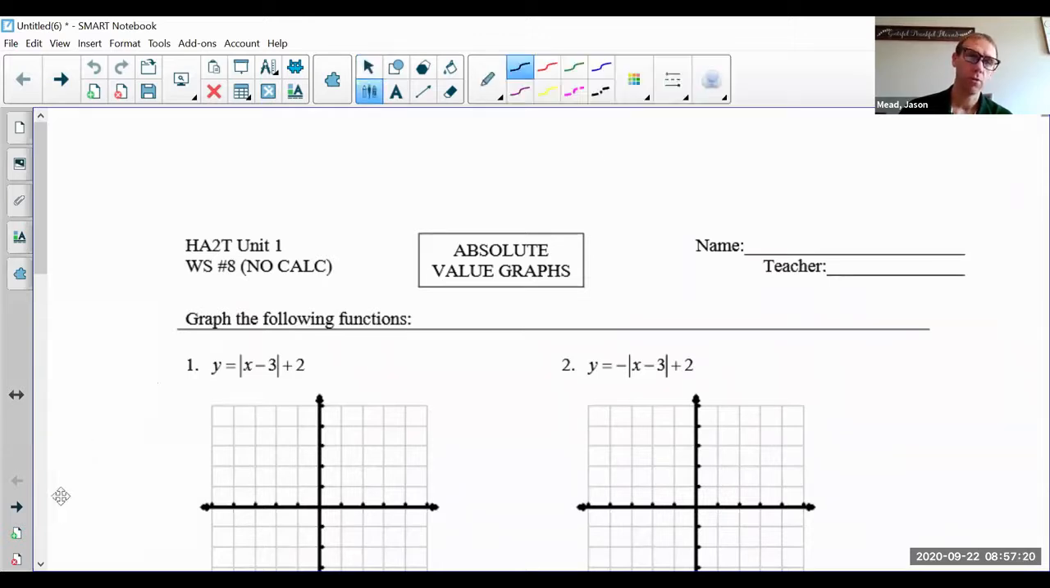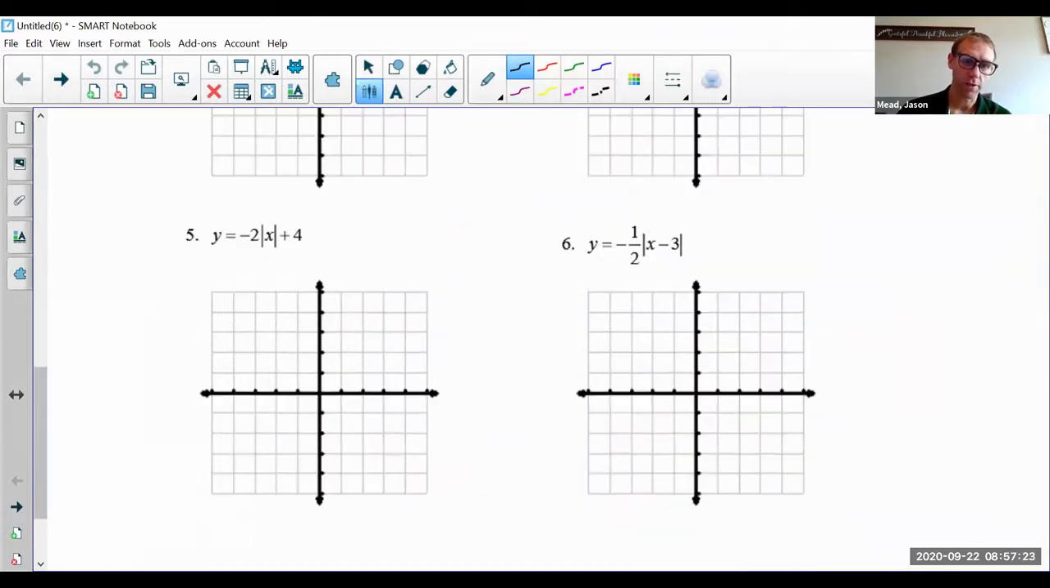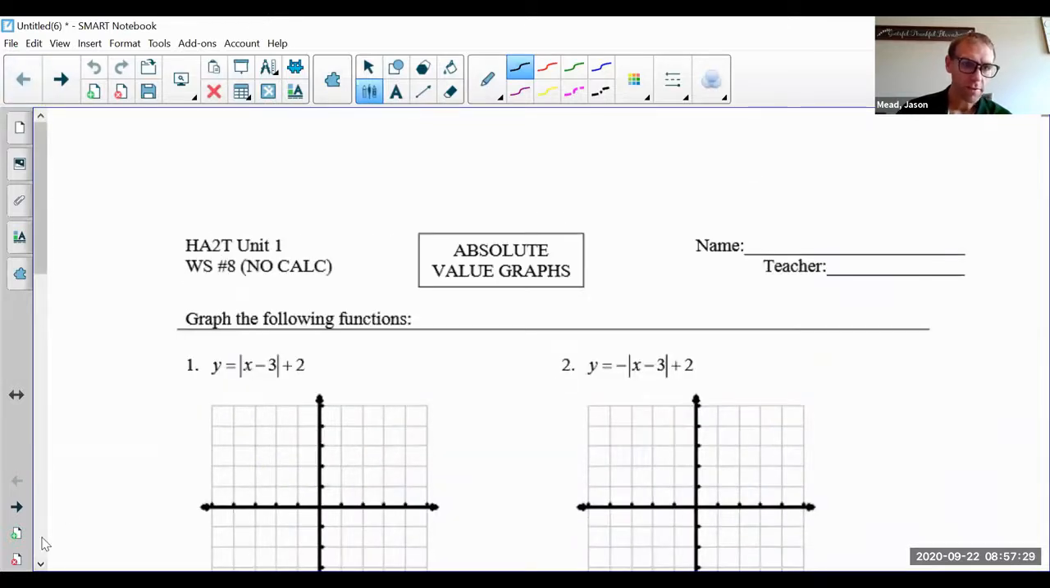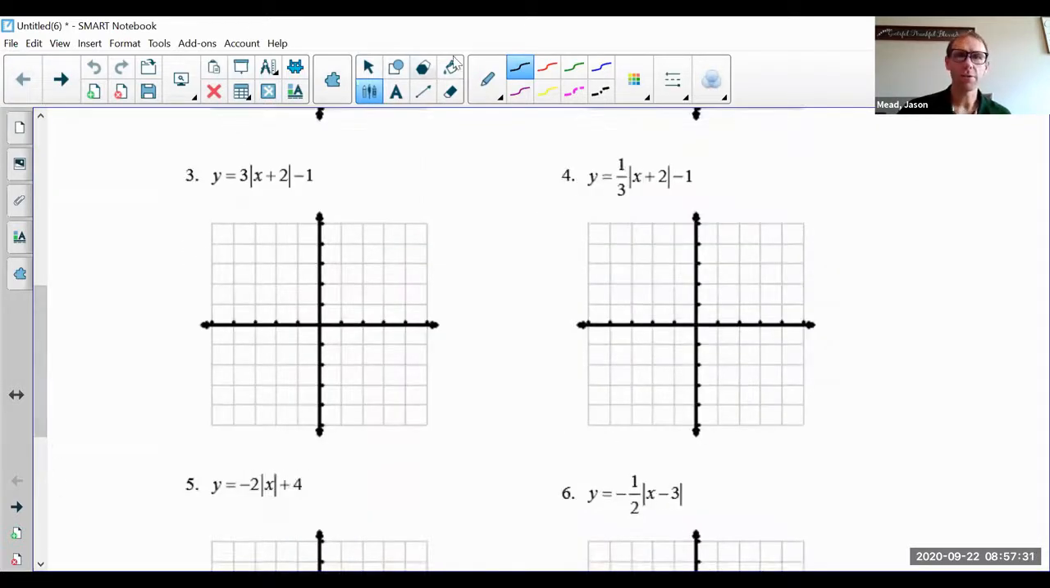Okay, so we are going to do a couple of these that I starred, but apparently it didn't stay that way. So we're going to do problem 3, problem 5, and problem 6.